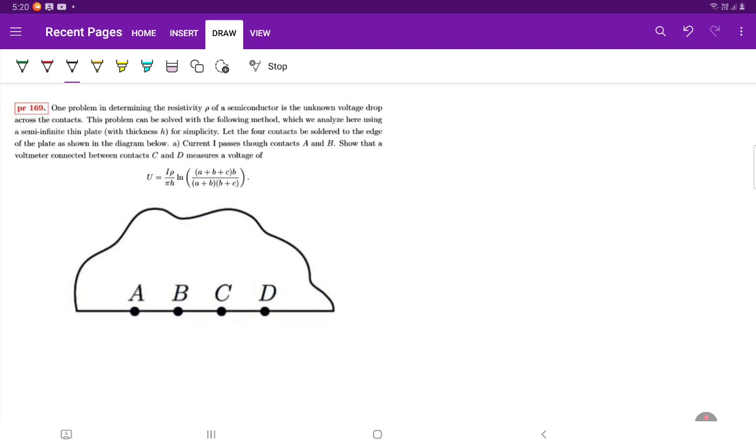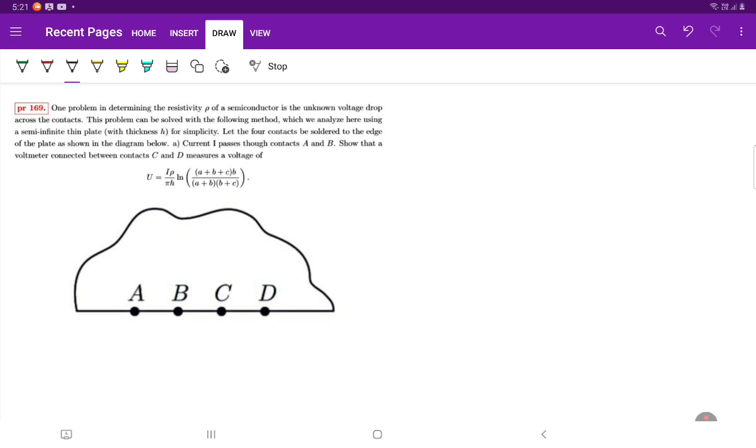So let's get started. The question says that one problem in determining the resistivity of a semiconductor is the unknown voltage drop across the contacts. This problem can be solved using the following model. We analyze here using a semi-infinite thin plate of thickness h for simplicity. Let the four contacts be soldered to the edge of the plate as shown in the diagram below.